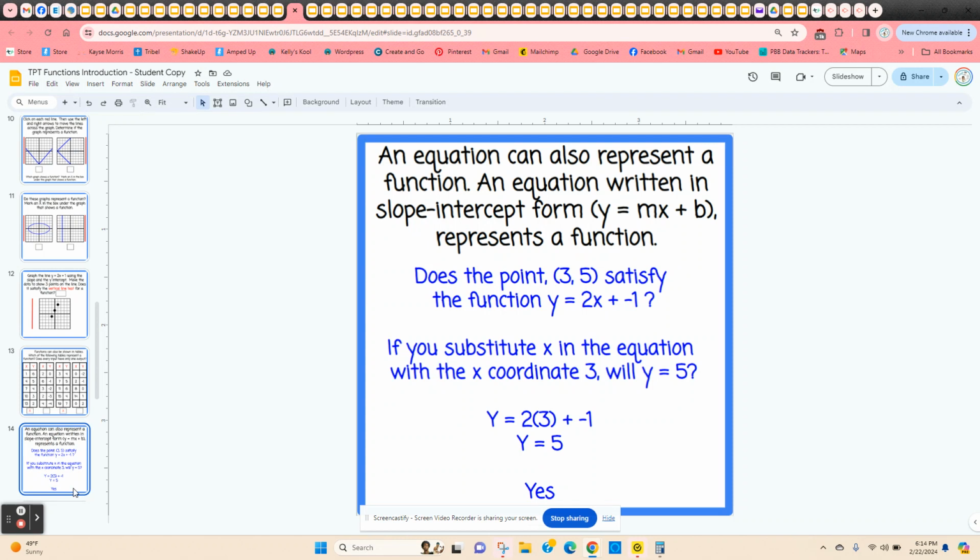Now the next slide explains how we can use an equation to represent a function. If it's an equation written in slope-intercept form, y equals mx plus b, it is a function. But we want to know if a point satisfies the function. You have the point here, 3, 5. If you replace your x with 3, do we get y equals 5? We can see if we replace the x with 3, we get 6 plus negative 1 is 5. So yes, our y is going to equal 5. So this point does satisfy the function.